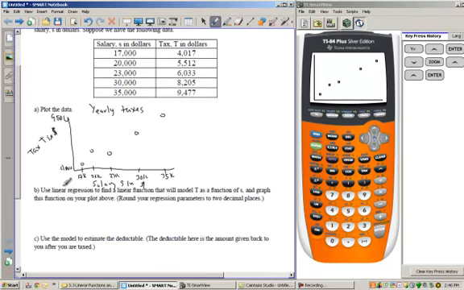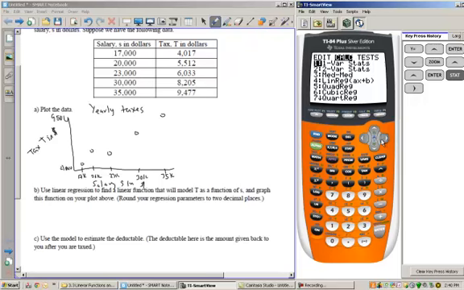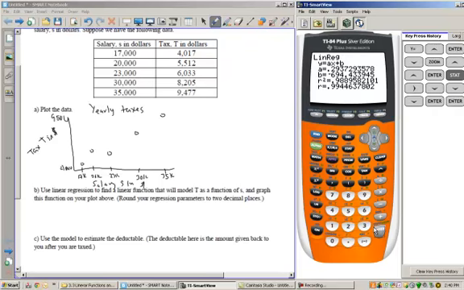In part B, it says use linear regression to find a linear function that will model T as a function of S, so the amount of tax you pay is a function of your salary, and graph this function on your plot above. Round your regression parameters to 2 decimal places. To find a linear model, you're going to use linear regression. You hit Stat, go over to Calculate, go down to LinReg, which stands for linear regression, hit Enter again, and out pops my answer.